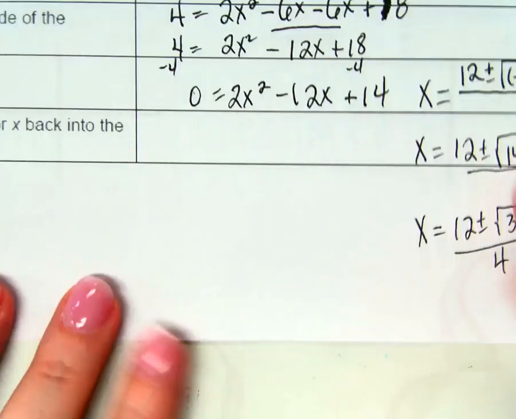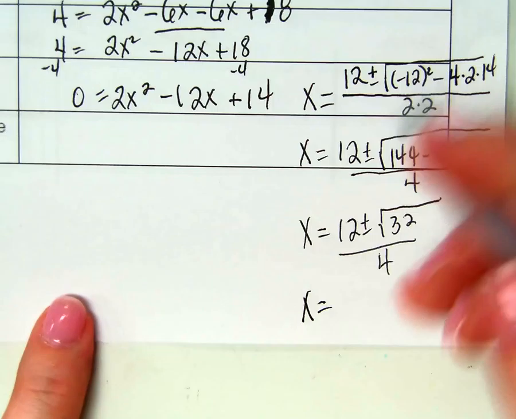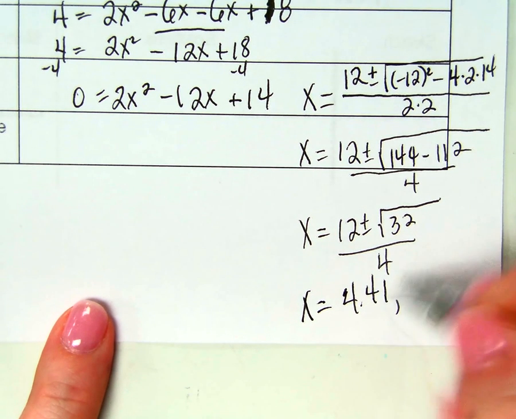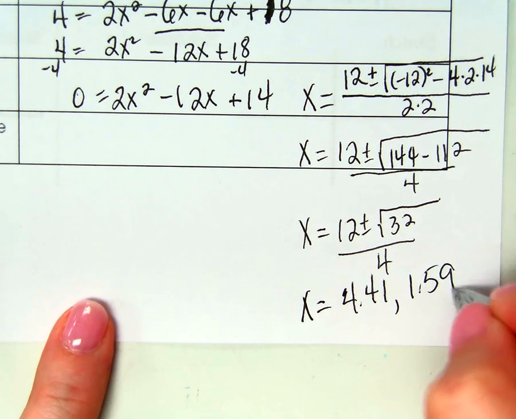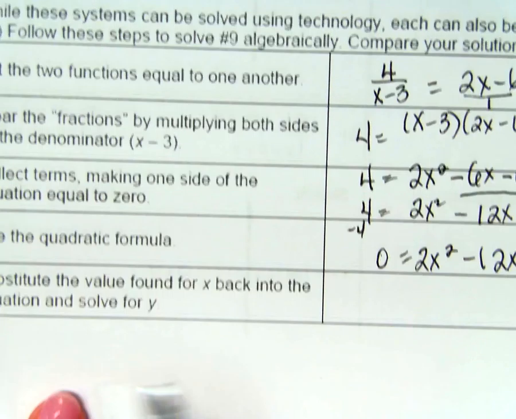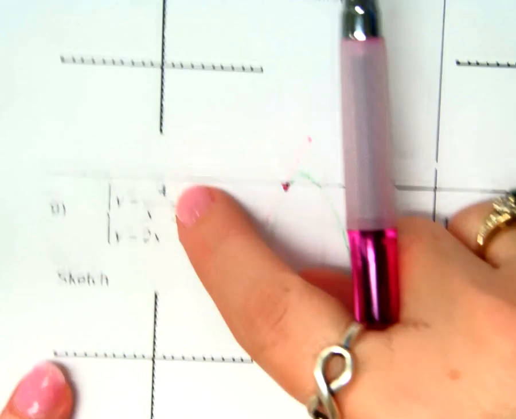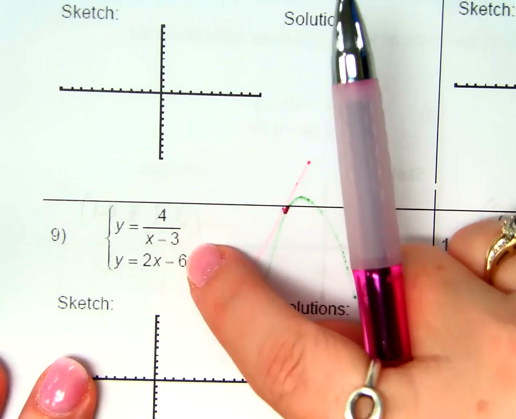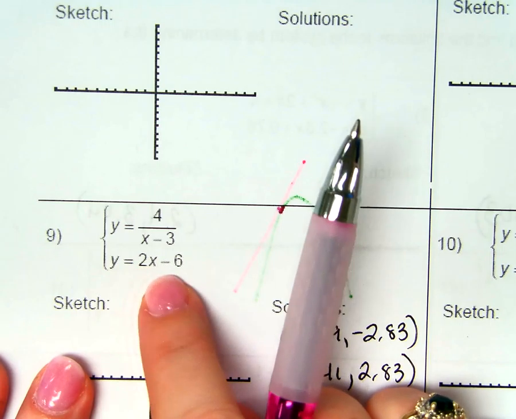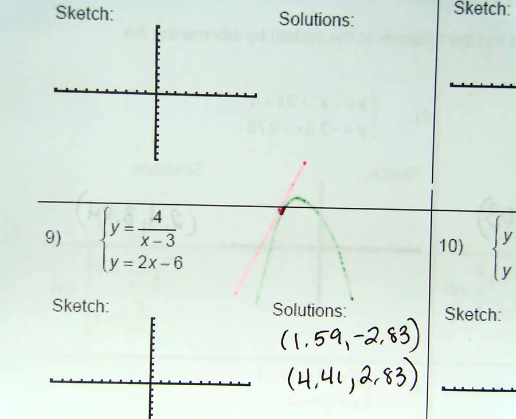But what does this tell me? That just tells me the x values, doesn't it? How do I go back and find the y values? I substitute them in, don't I? Substitute them back in to find the y values. Substitute them back where? In either one of these. Which one would you choose? The second one? Why would you choose the second one? Because it's easier. Okay? Do you have any questions about that?